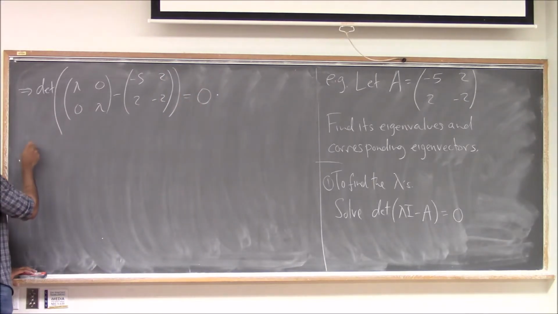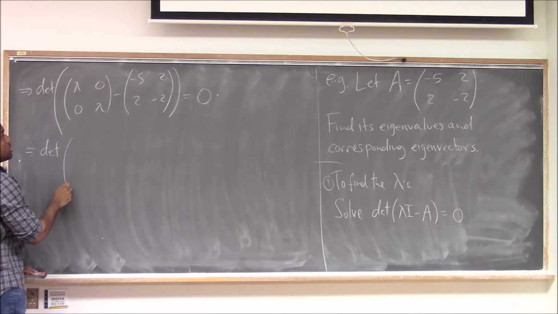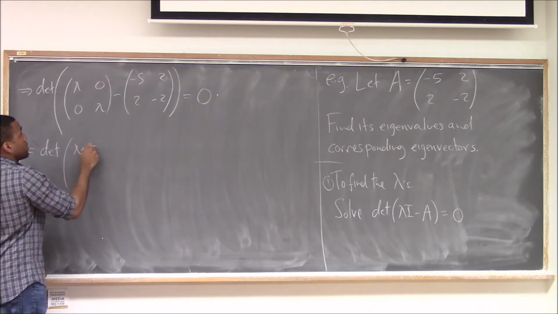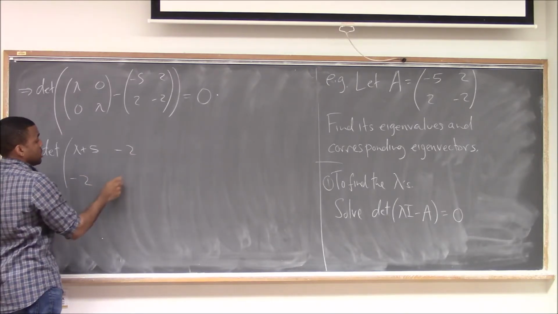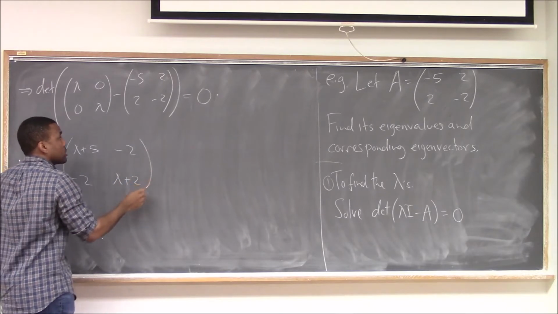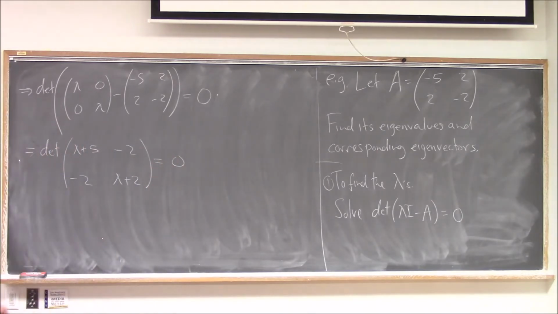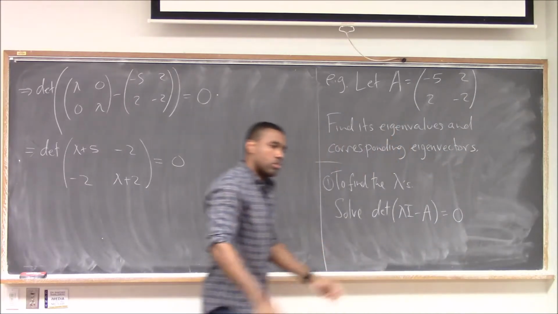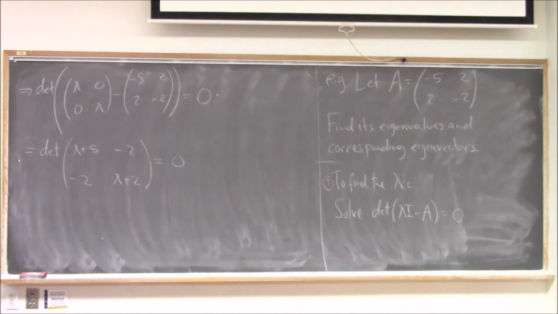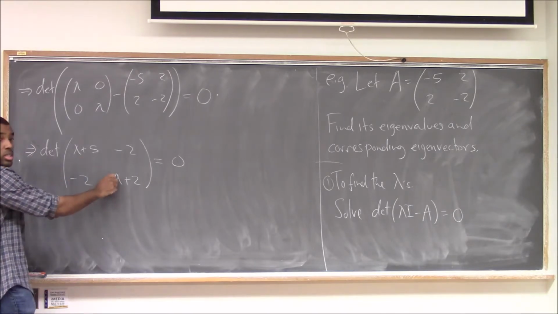This is going to mean that I'm going to find the determinant of this matrix: lambda plus 5, minus 2, minus 2, lambda plus 2. By the way, it's okay if you just jump to this step. Just realize that you're going to take lambda minus this, lambda minus that, and negative of those. You can just remember that and jump to this step. But ultimately, this is the equation we want to solve. So what is going to be the determinant of that? It's a 2 by 2, so this times this minus this times that.